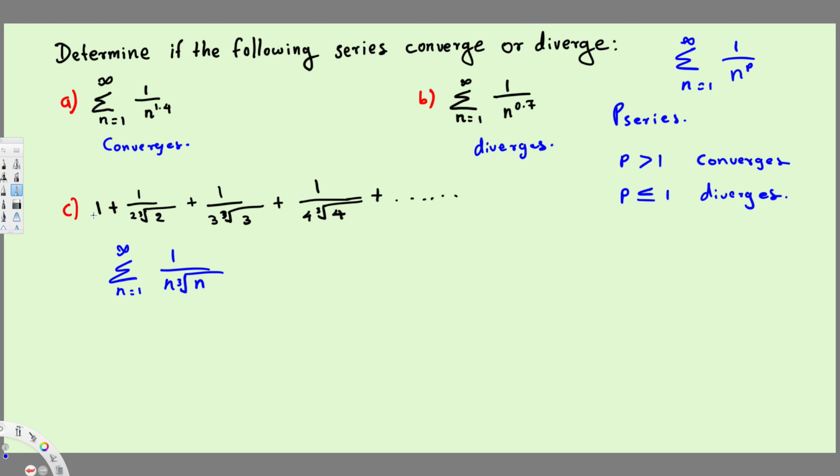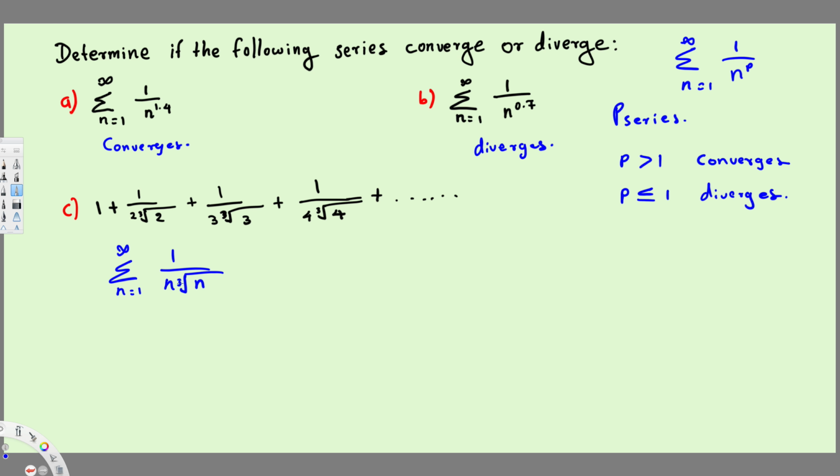Does it work for 1? Let's plug in 1 and see. If it's 1 over 1 times the cube root of 1, that's going to be 1, so the denominator is 1 over 1, which is 1. And if you plug in 2, we get 1 over 2 times the cube root of 2. So as it increases, this pattern matches. This is the right pattern.